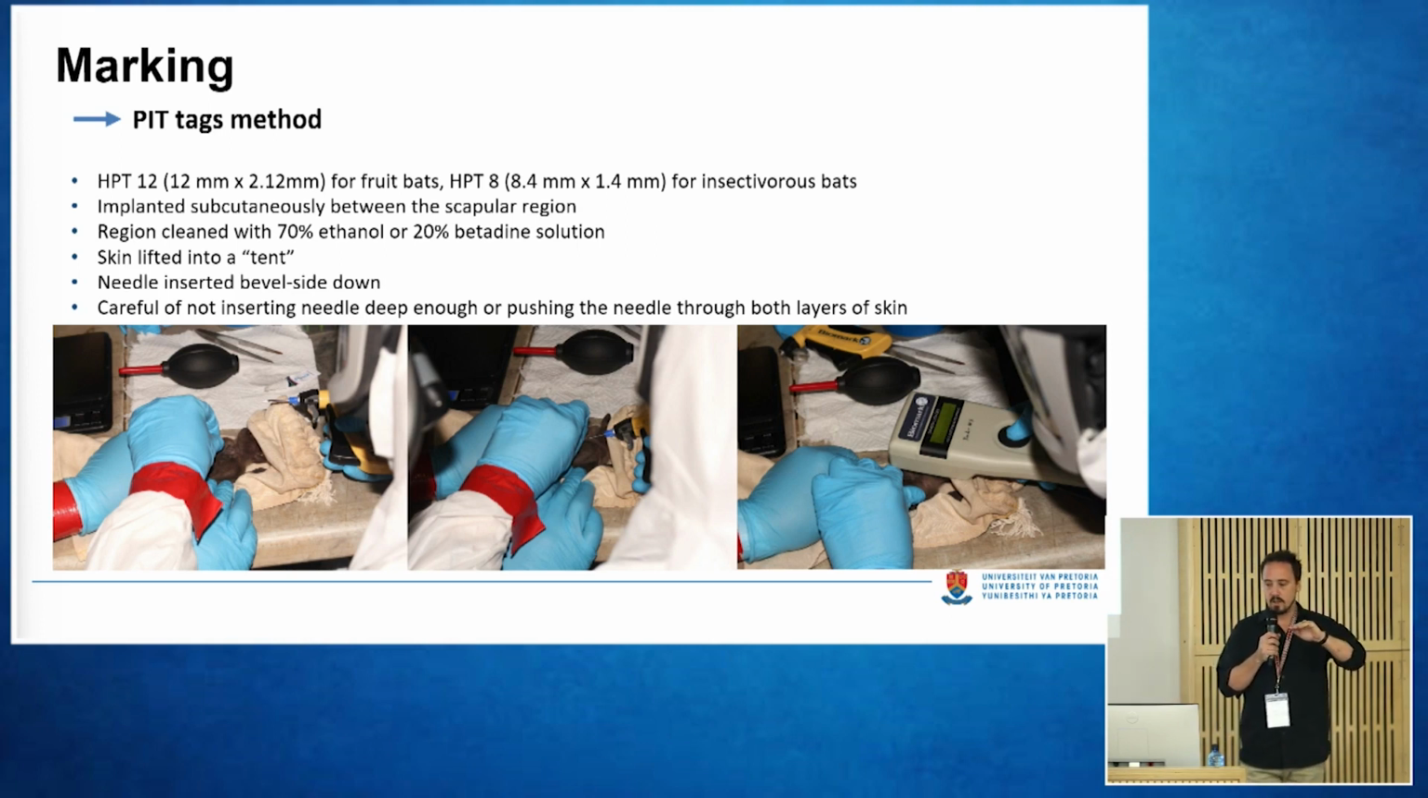So you check that the needle is bevel side down, and then you pop it in and you can apply the tag. Again, this is very oversimplified, and our people who do this have gone through training and been taught how to do this. It's not something that you just go buy PIT tags and start PIT tagging bats. It is a very big needle for very small animals, so always take that into consideration. And then you've got to be careful that you don't push the needle all the way through so that it goes out the other side of the skin, or that it's not deep enough, because otherwise the tags also don't go in underneath the skin.